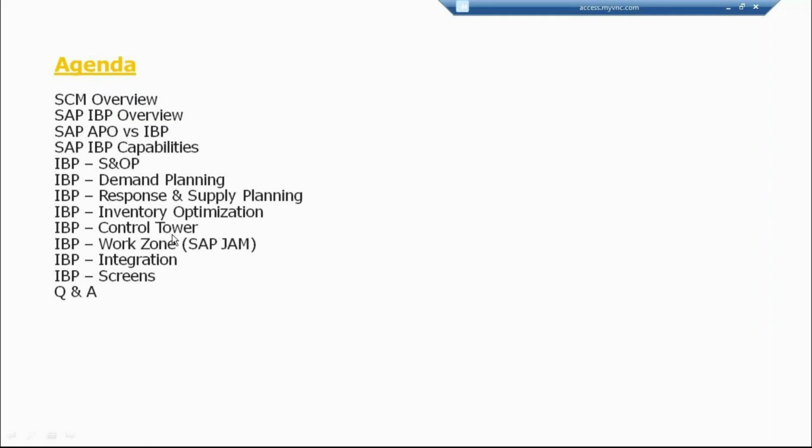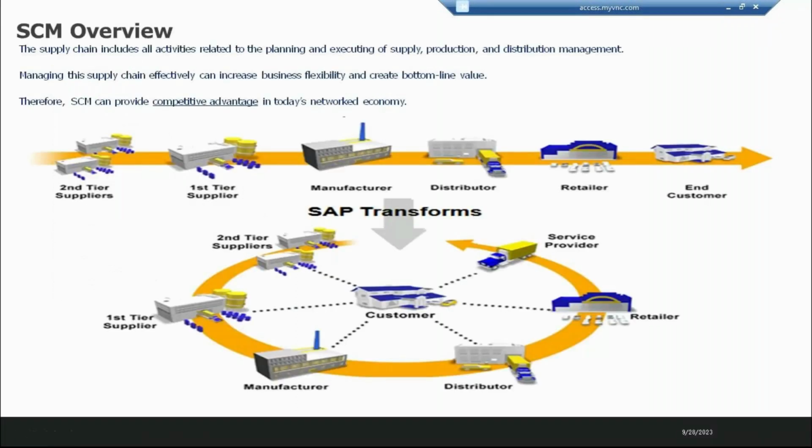Yeah, so this is the agenda for today's session. SCM overview, SAP IBP overview, APO versus IBP and IBP capabilities, and the detailed information of all the IBP modules and interface, and some IBP screens and question and answers. So basically, SAP IBP is a software to support supply chain planning.